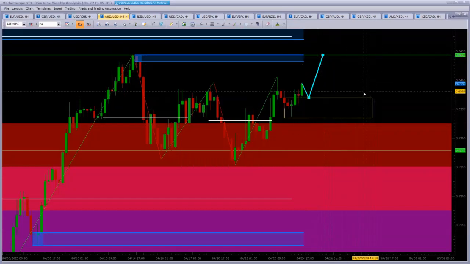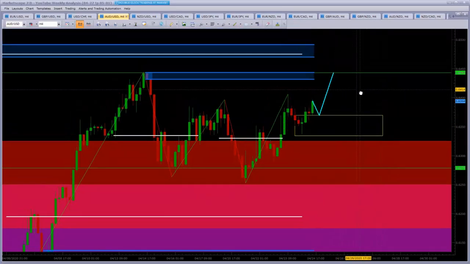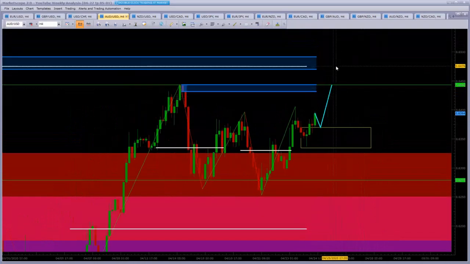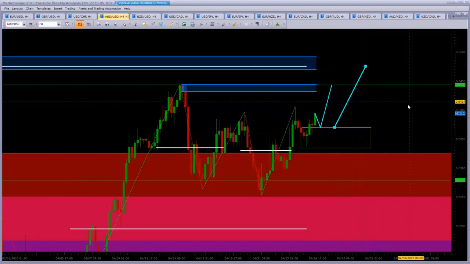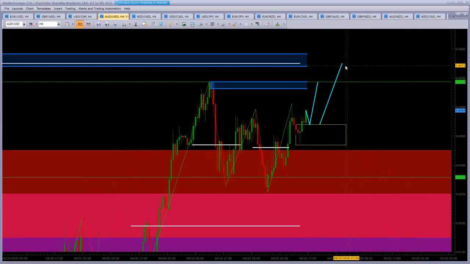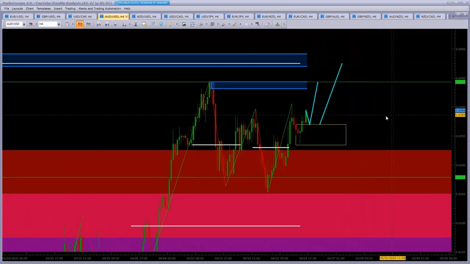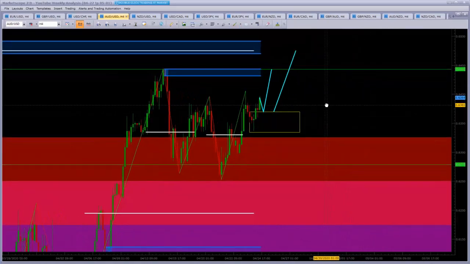Sorry, if you're the type of person that likes to trade with two targets, definitely I would take my next target right around your 70 or your 75 area. I would not take it any higher than that, because at that point I am expecting a big pullback. But that's the game play for the Aussie dollar.